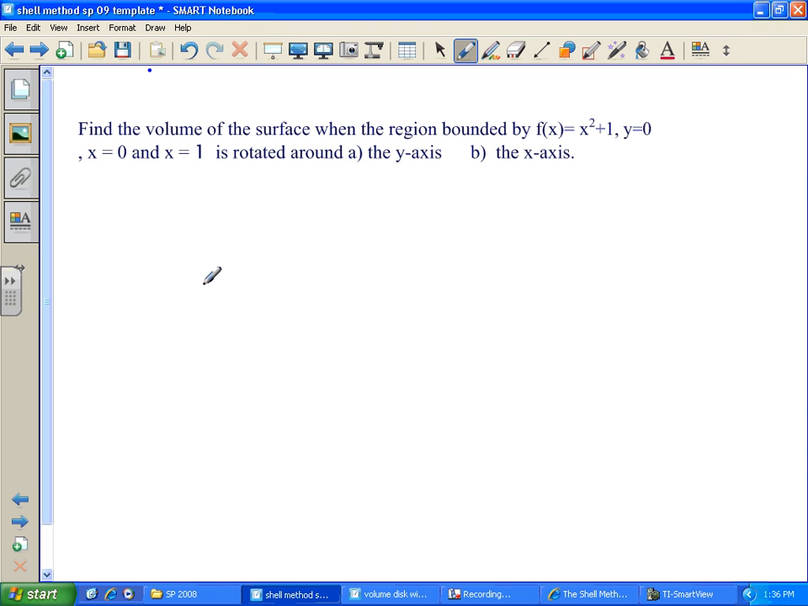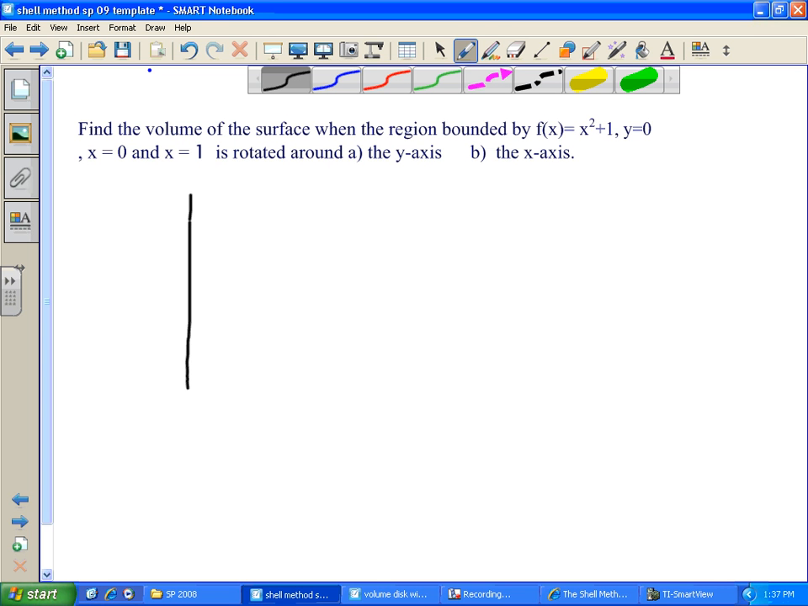Okay, continuing on from where we left off. Again, the question was asking two questions in one, really. The volume when you rotated this region around the y-axis, let's do that one first. Okay, we've got x squared plus 1.